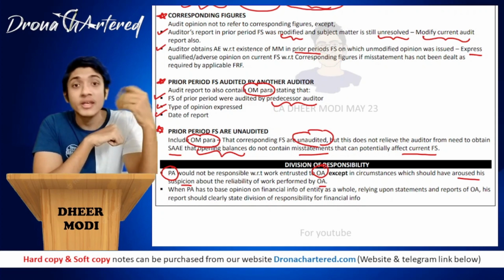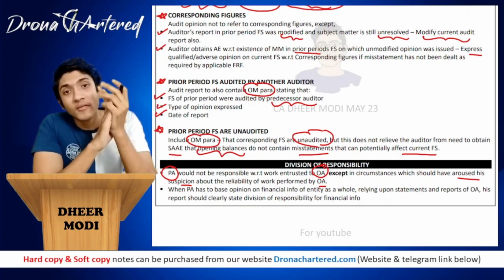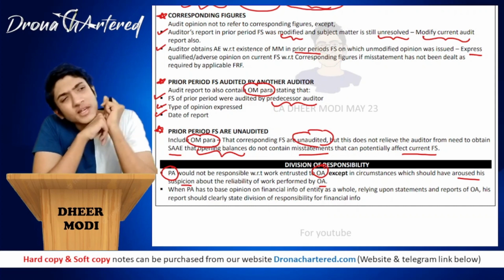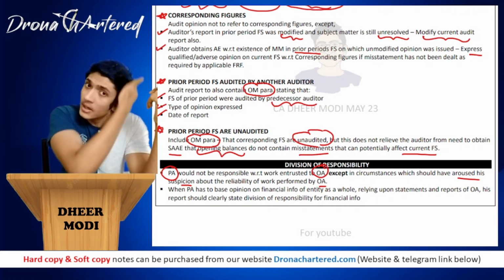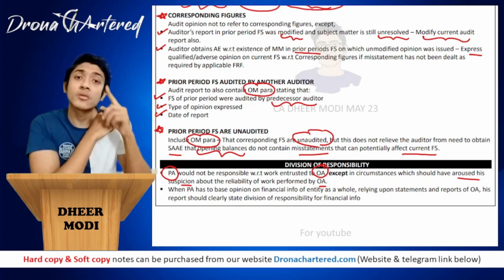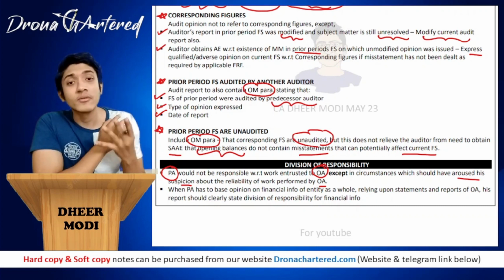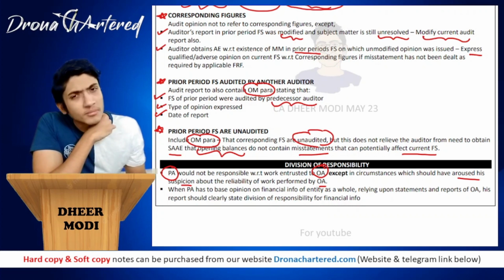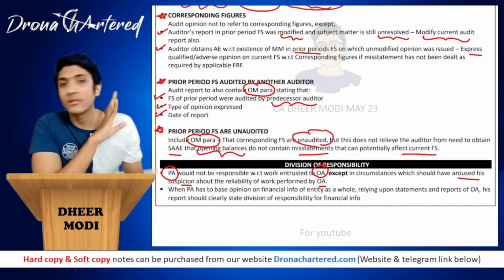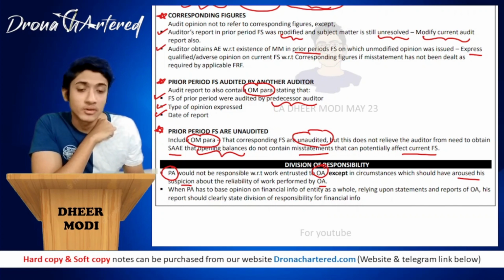If during the audit he came across some evidence or something which made him feel that maybe the other auditor has not been doing his work properly, or there is some issue in his work, only in such a case, when there was any uncertainty, or where he felt that something is fishy, will he be responsible, otherwise he will not be responsible.